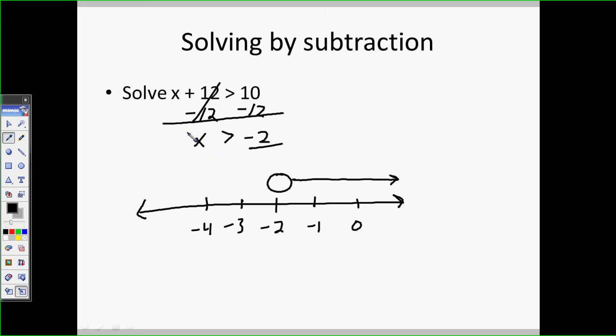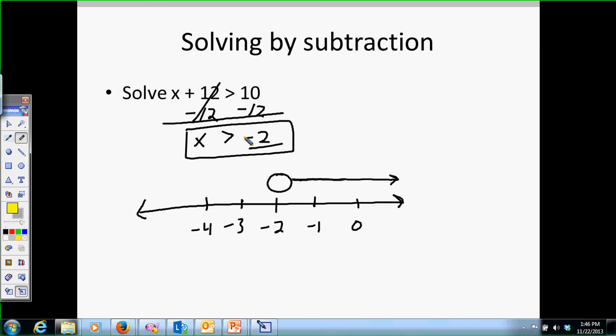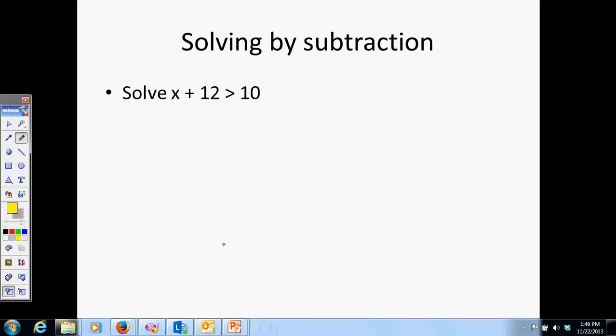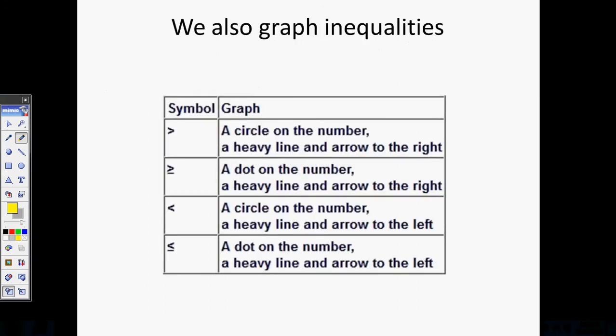Notice how it is written from left to right, starting with the variable. My arrow in my graph is pointed the same direction as my inequality symbol. Just some quick tricks there. So I kind of got ahead of myself a little bit, but that's okay. We're going to talk more about graphing.